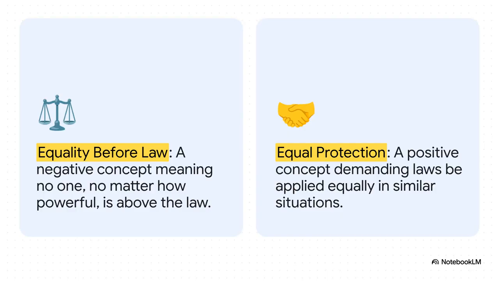Let's take Article 14, the right to equality, as an example. It shows that equality isn't just one simple thing. It's got two sides. On one hand, you have a negative idea, stopping the state from putting anyone above the law. But then there's the positive command. The state must apply its laws equally to everyone in similar situations. Two sides of the same coin.